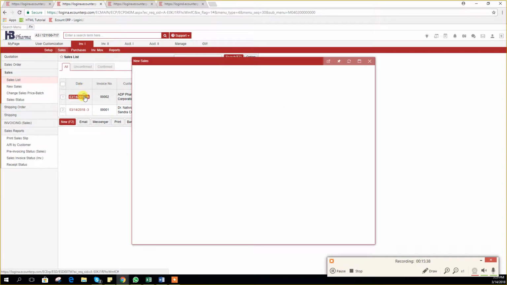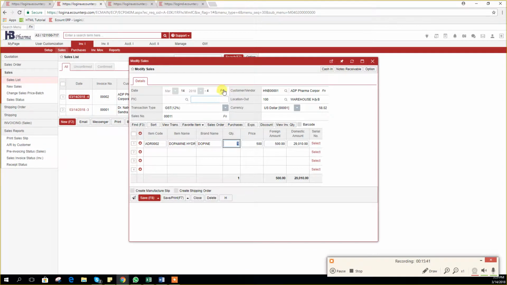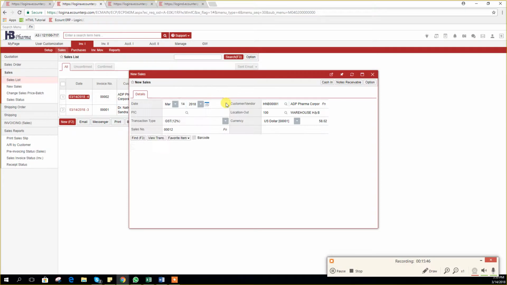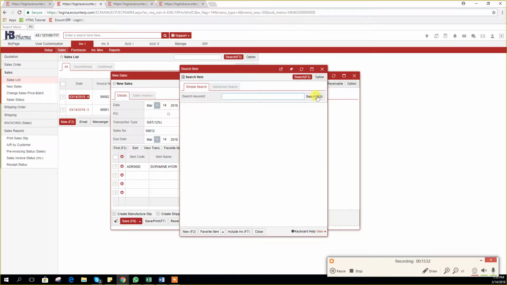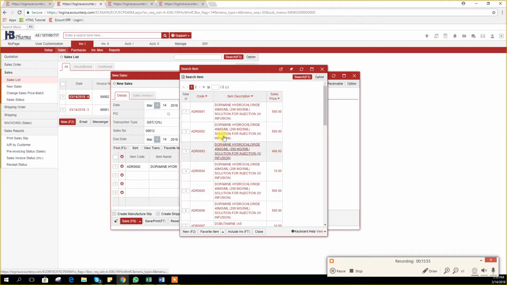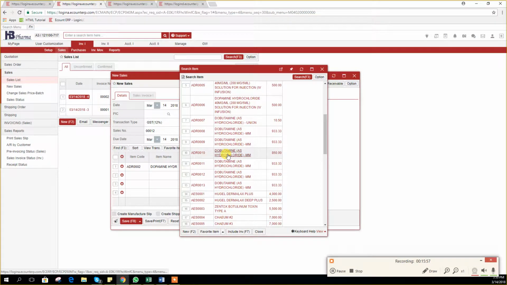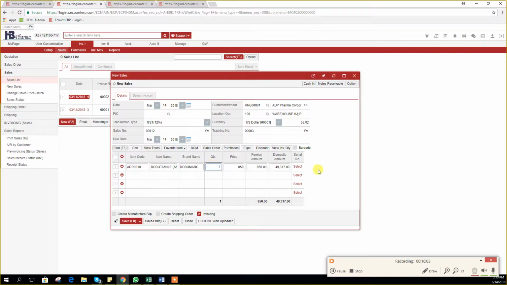So now I'm going to do this the lazy way. I'm just going to duplicate this. Okay. Now we have another one. Now I create another item. Take another item, dobutamine, whatever that is. So now, when you create the sales invoice to the customer, the US dollar is 58.02. So this is the amount in your Philippine peso, all right?